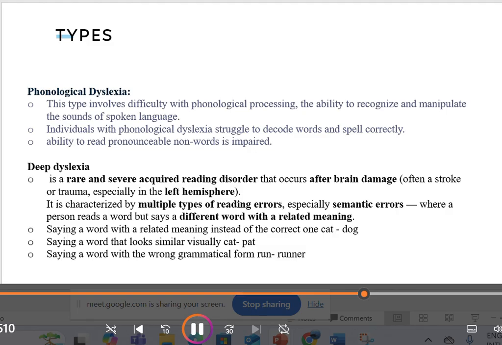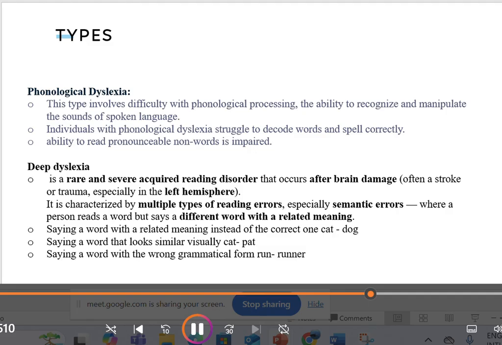Now there are different types of dyslexia. First one, phonological dyslexia. This type involves difficulty in phonological processing, the ability to recognize and manipulate sounds of a spoken language. Individuals with phonological dyslexia struggle to decode words and spell correctly. Ability to read pronounceable non-words is impaired. That is, the person is not able to phonologically process. Phonological processing is the main difficult area for this person.